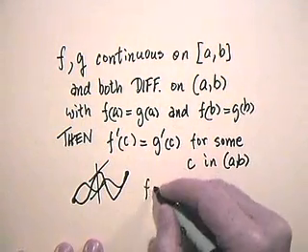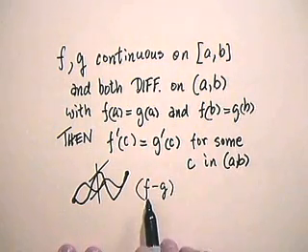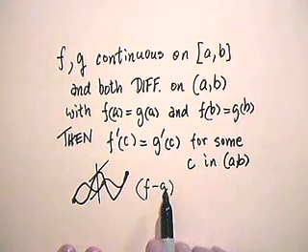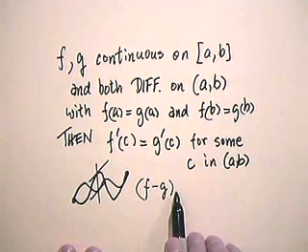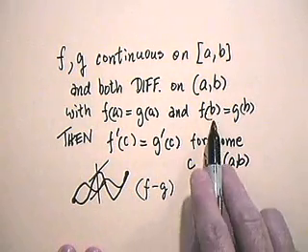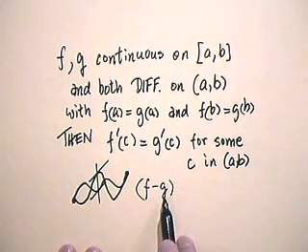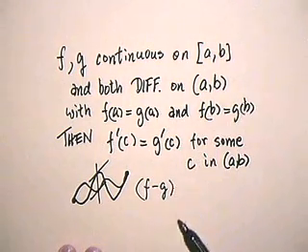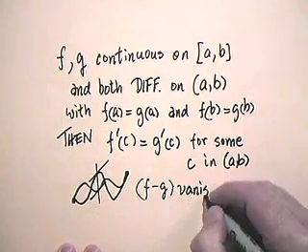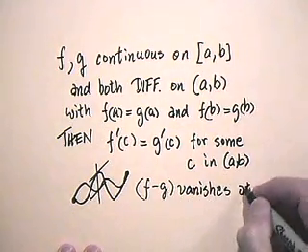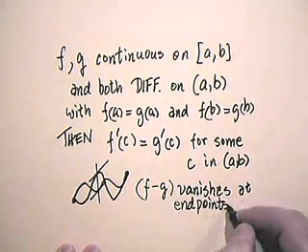Now, why should this be true? Well, just consider the difference, f minus g. What happens if I plug in a into f minus g? Well, I get f of a minus g of a. The two are equal, so f of a minus g of a is 0. If I plug in b into f minus g, I get f of b minus g of b, which is 0, since f of b equals g of b. And so this vanishes at the endpoints of this interval.